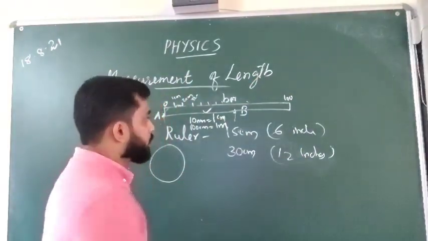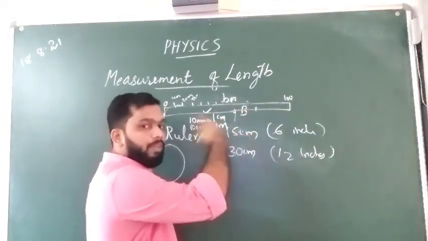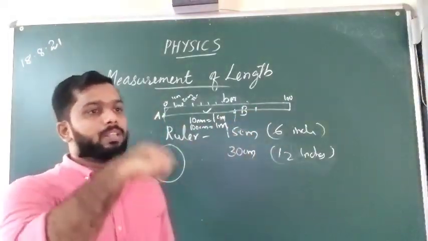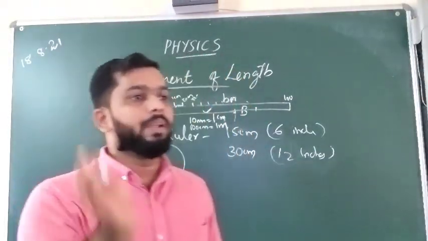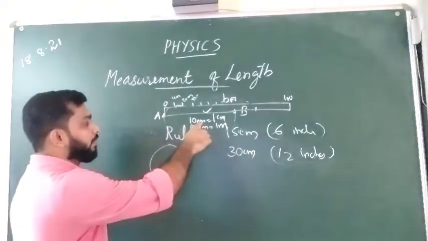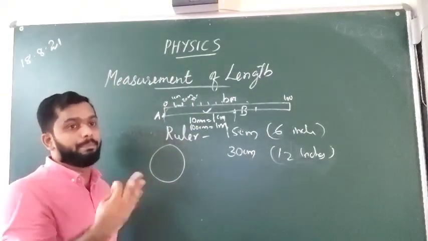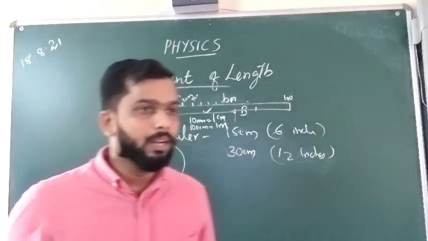If we use a rod, it is very difficult for us. We have to calculate 1 meter plus 1 meter, and measure like that. Sometimes some error can be there. So what will we use? We will use a meter tape.